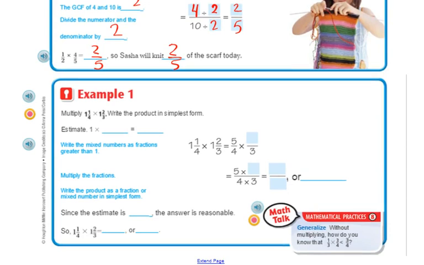All right, so example 1 now, you're going to notice that we have some mixed numbers. So we're going to attack this a certain way, and I'll give you some of those reminders there. So we are looking at multiplying 1 1/4 by 1 2/3. Write the product in simplest form. All right, we can start by estimating, and in this case, 1 1/4 is going to be closest to 1. 1 2/3 is going to be closer to 2. So our product at the end should be close to a whole number 2 as our estimate.